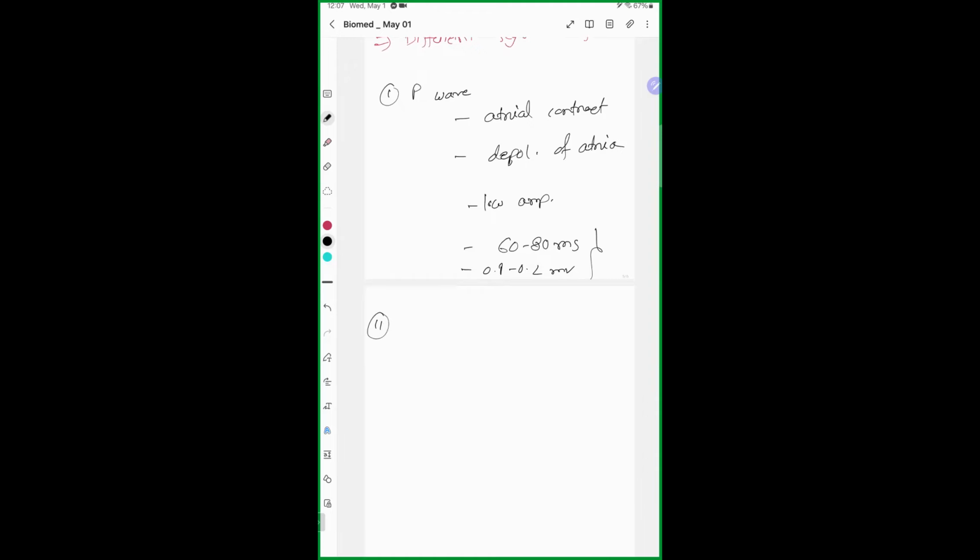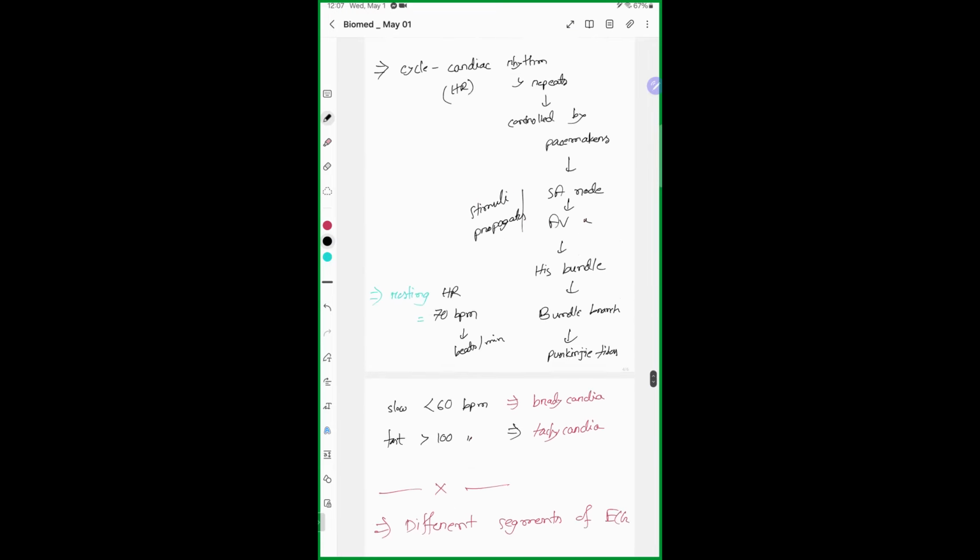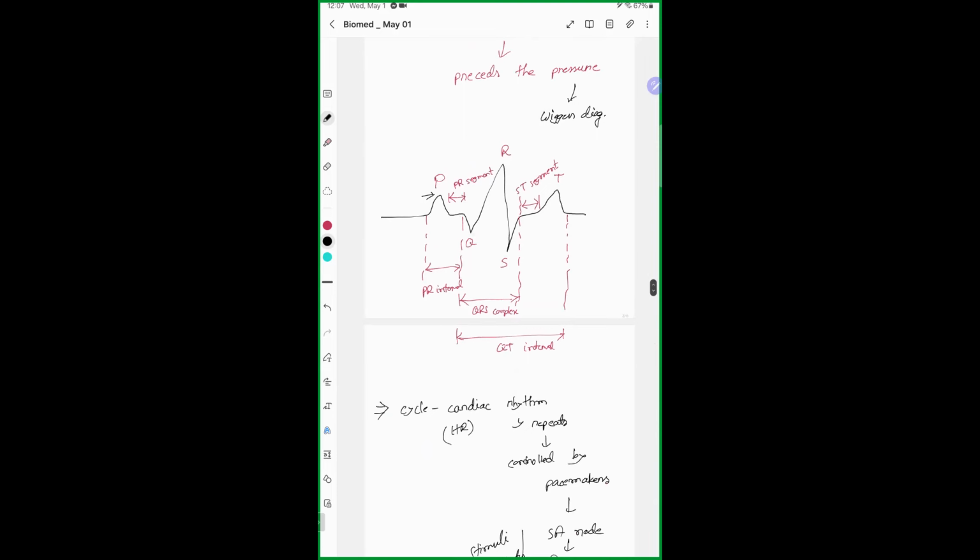So after the P wave, there is a propagation delay at the atrioventricular node. And this is identified by the PR interval, or PQ segment, whichever you call it. So after the P, before the Q starts, there is a delay. This is the measure of P. After the P is done, before the Q can start, there will be a delay.